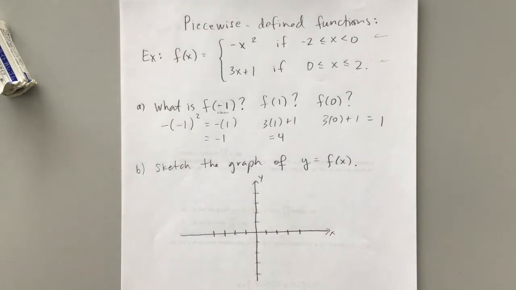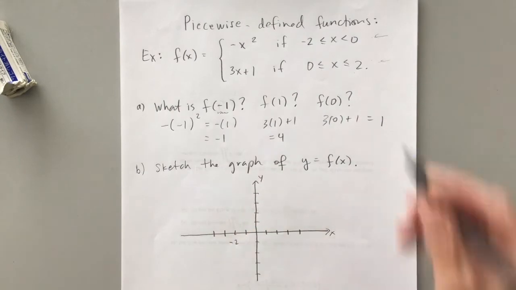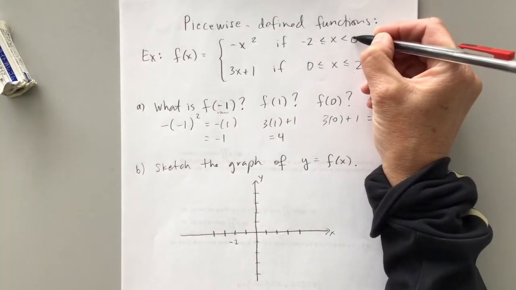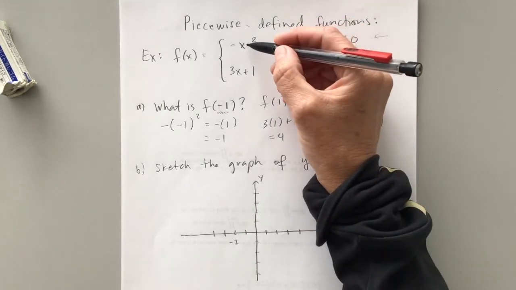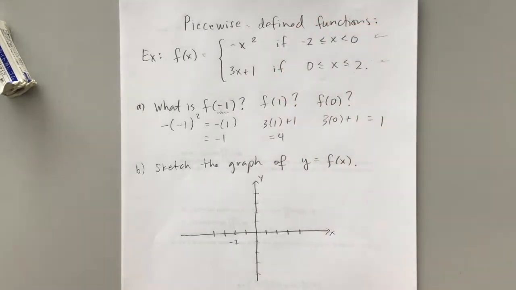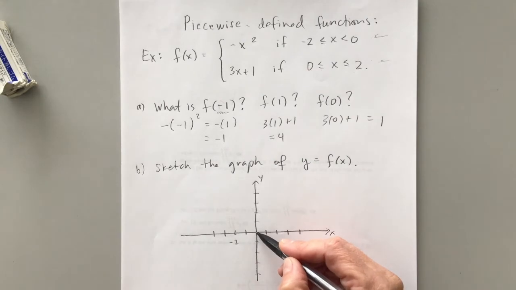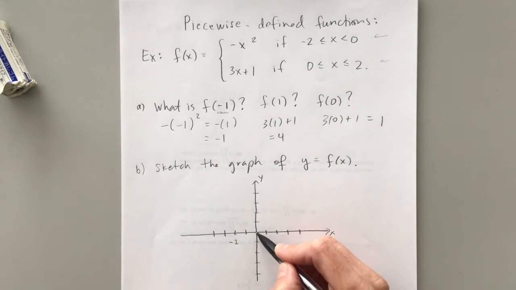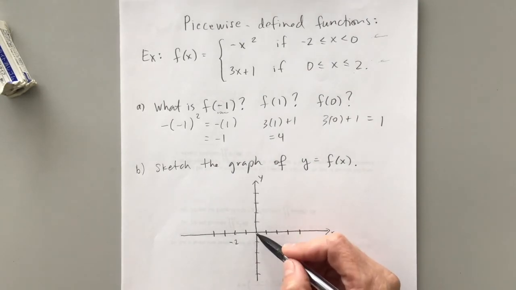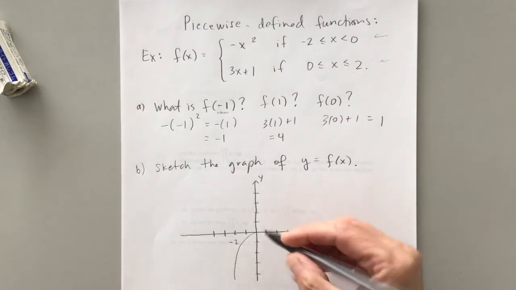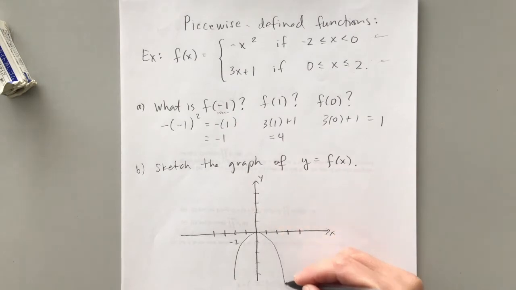All right, let's sketch the graph of this piecewise defined function. So it's going to go from x equals -2 to 0 for the first piece. And so what that graph is going to be is the graph of y equals -x squared. So what does that look like? Well, it's a parabola that opens downward. So don't use pen if you're taking notes, because I'm going to be erasing part of this. So here's the graph of y equals -x squared, this parabola that opens downwards.